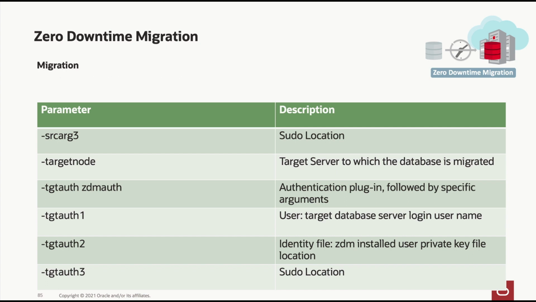Then we have TGT auth, which is the authentication plugin for the target. We use ZDM auth, and again, you can check more in the documentation how it works, which also has 3 arguments: TGT auth 1, 2, and 3. Number 1 is the user, which is the target database server login username. 2, again, the ZDM installed user private key file location, and 3, the sudo location for the target.